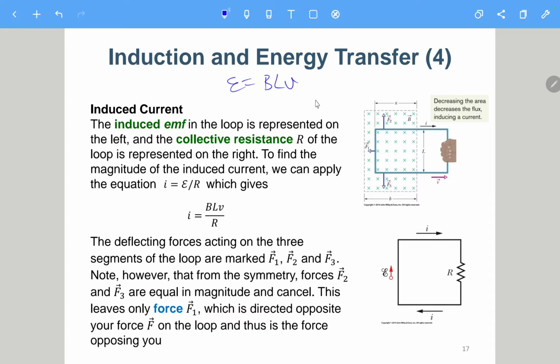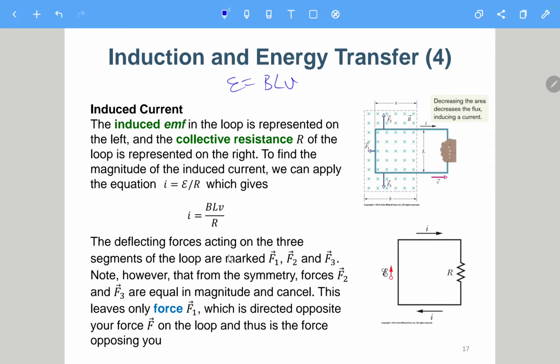And then on the other hand, we have I equals E over R. This is nothing but Ohm's law. We have the EMF, and also we have the resistance of the loop. So I equals E over R, and then we plug in E, so I equals BLv over R. Of course, this v is not voltage, so be careful. This v is the velocity of dragging the loop.